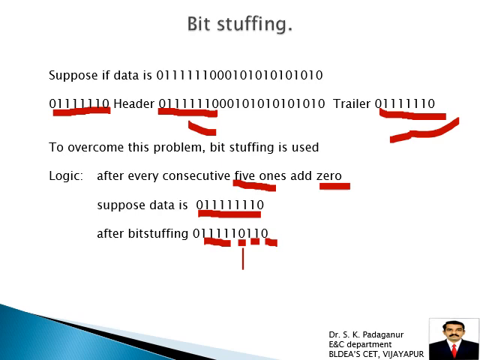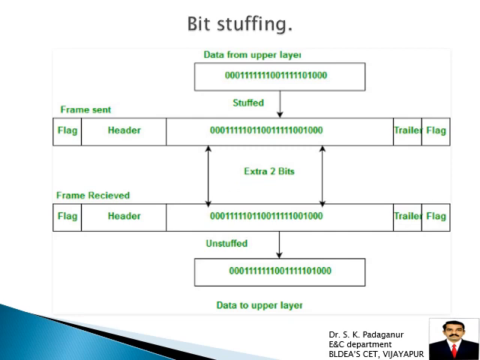Let's see overall how it looks. Let's assume we have the data to transmit: 0 0 0 0, then 7 ones, double 0, then 5 ones, 0, 1, triple 0.